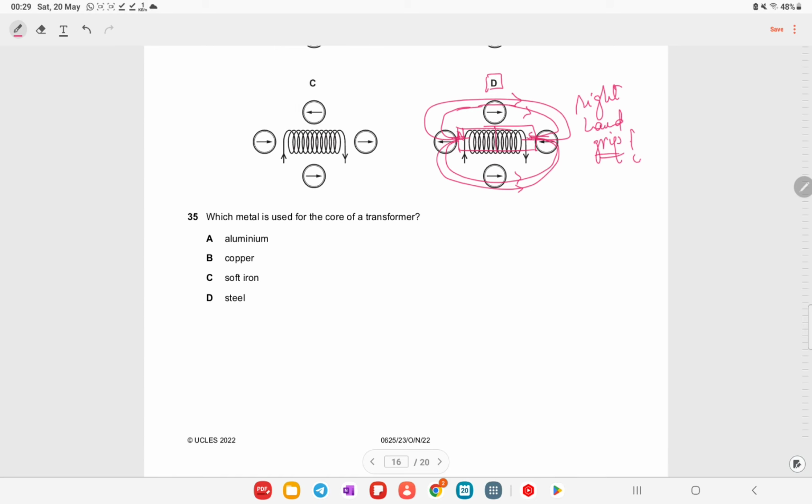Which metal is used for the core of a transformer? Obviously, it's a soft iron core that is being used in the transformer.